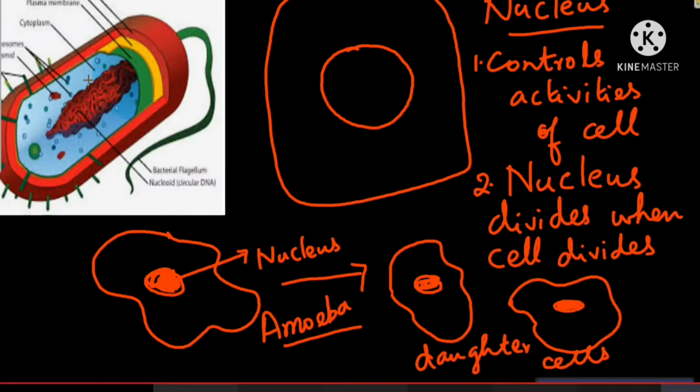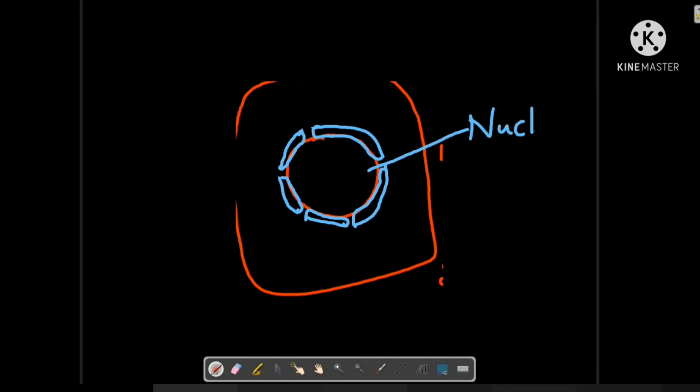Then the next thing is that the nucleus is surrounded by a membrane. But this membrane is not completely joined like this. There are some pores in this membrane. See, like this, some pores are there in this membrane. So the nucleus is surrounded by the nuclear membrane, leaving some pores, which are called nuclear pores. So this is the nucleus. This is the nuclear membrane.